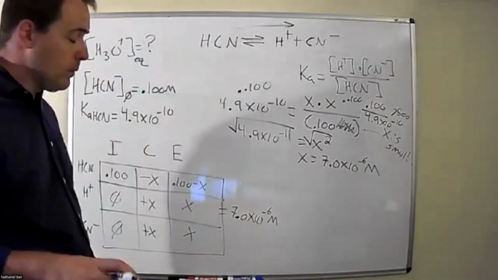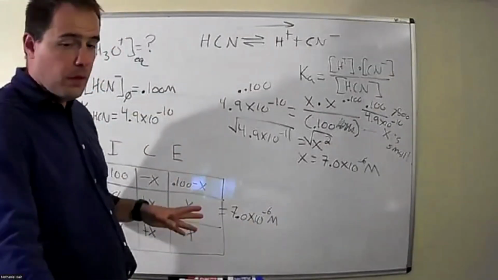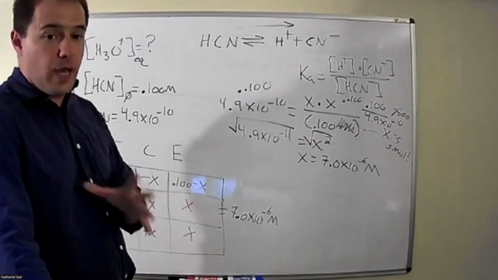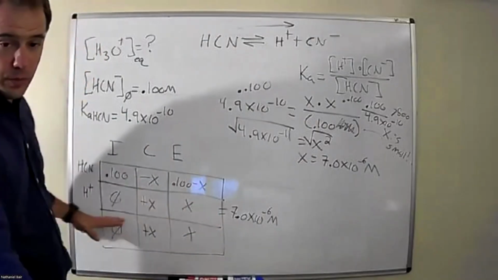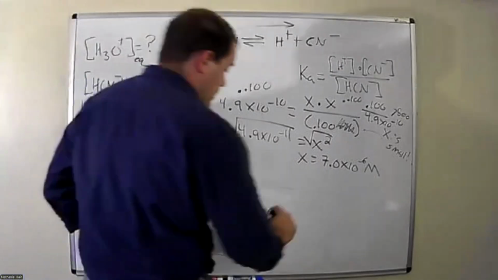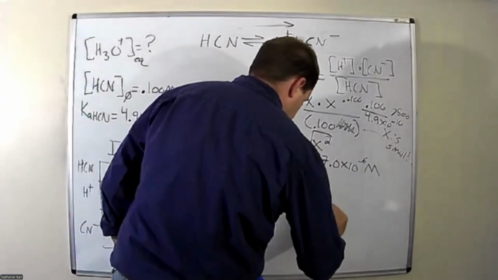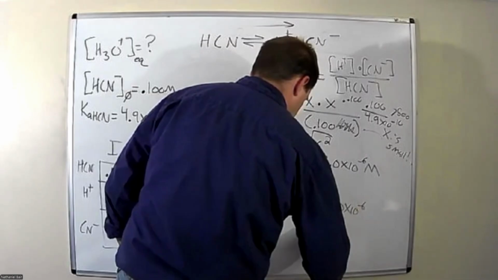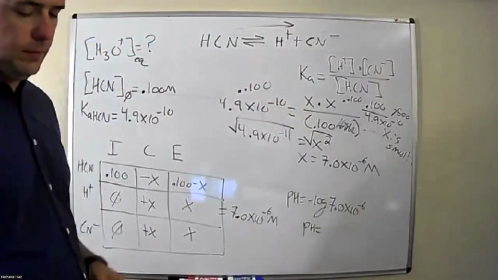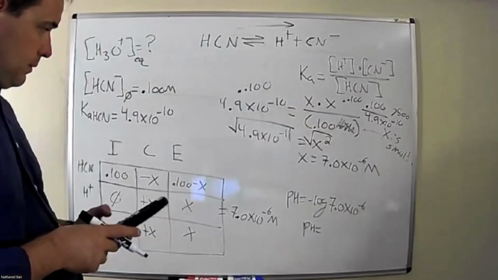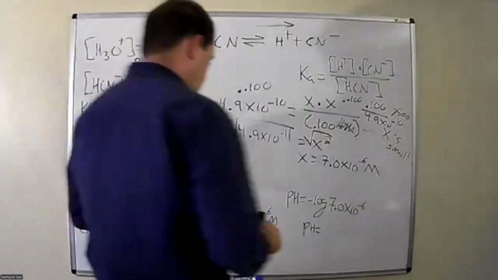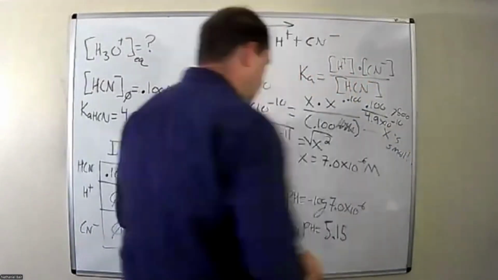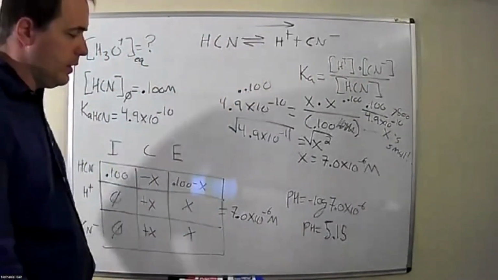Now we can get a pH out of that rather easily. How do we get a pH? Well, pH is the negative log of that equilibrium H plus. So pH equals the negative log of 7.0 times 10 to the negative 6th, and that's going to be 5.15. 5.15 is the pH.